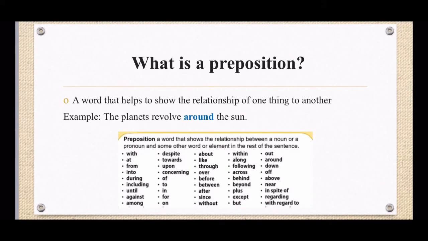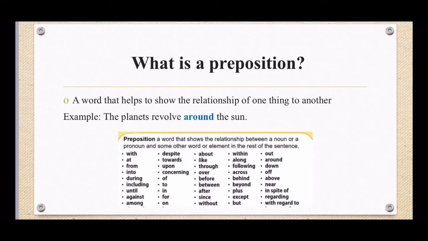Okay, so the first block on your page is about prepositions, right? So, what is a preposition? This is a word that helps to show the relationship of one thing to another. So, for example, the sentence reads, "The planets revolve around the sun." Right? So a preposition helps us to show how one thing is linked to another, right?